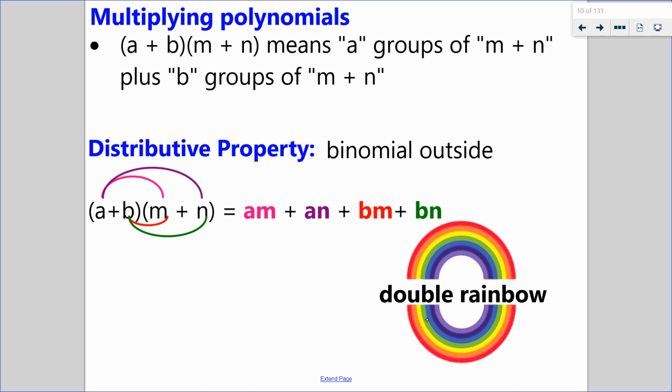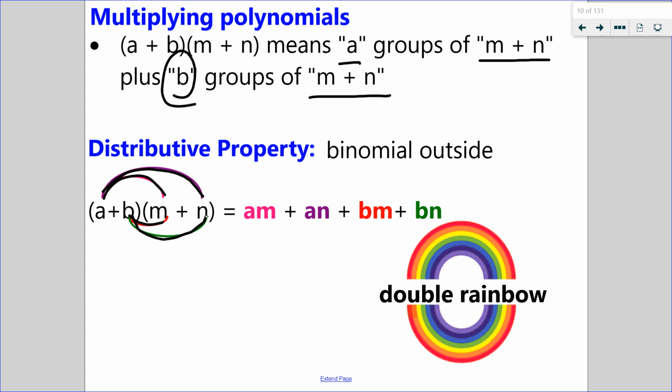So when I multiply polynomials, a plus b times m plus n, this means a groups of m plus n, which is here, the a groups, plus b groups of m plus n. So I distribute it in there. So I like to think of that as a double rainbow. Binomial on the outside, double rainbow.